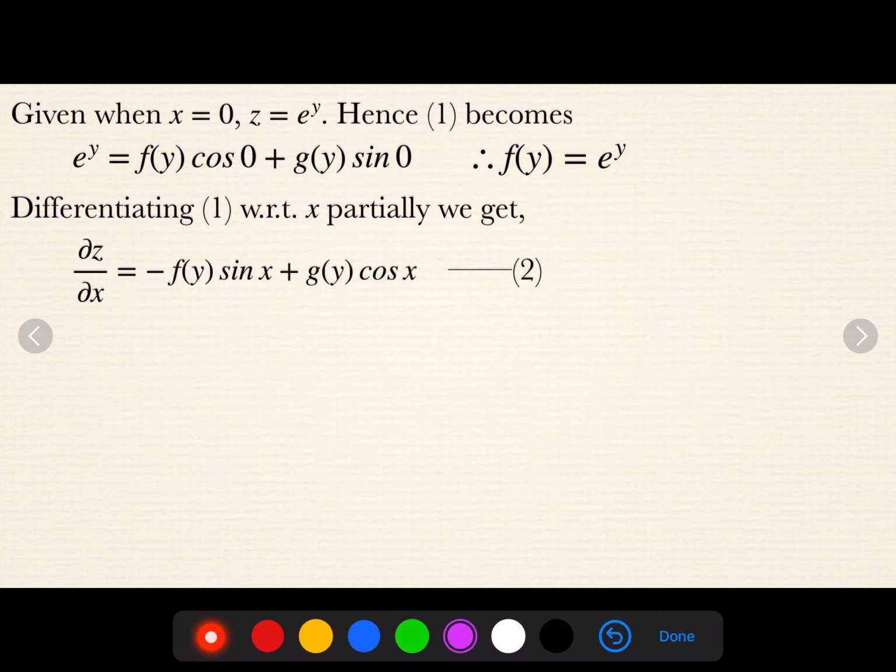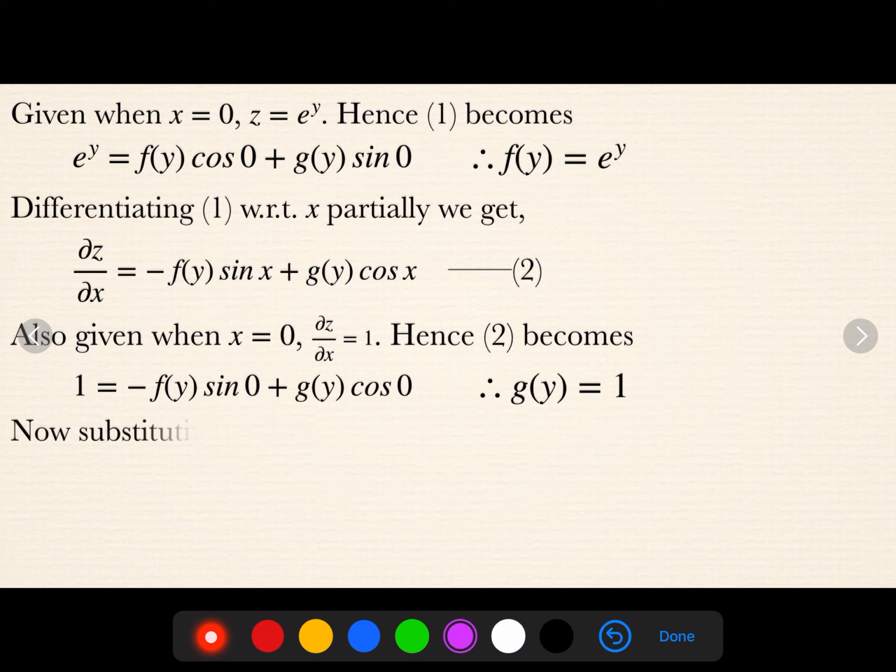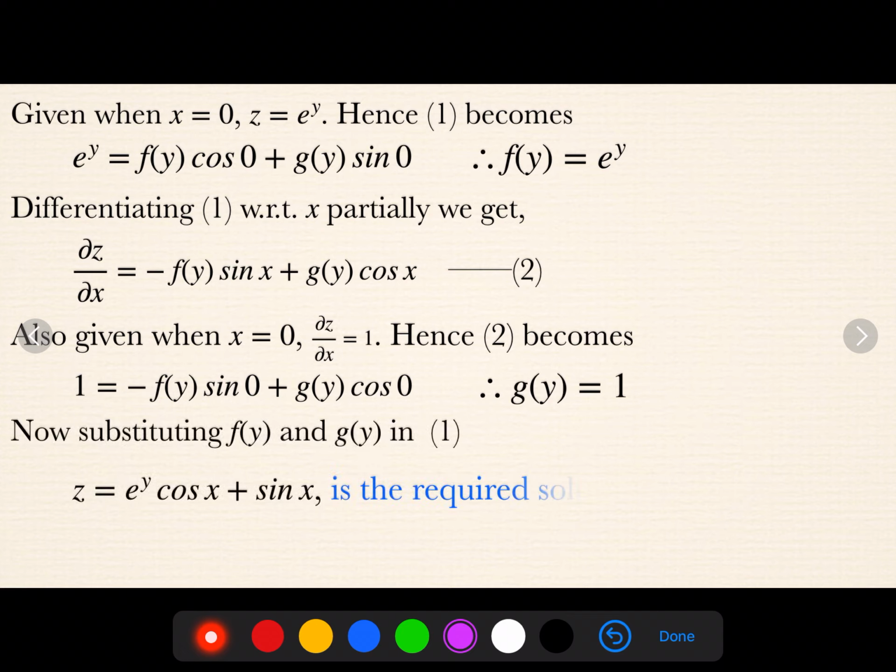We will get ∂z/∂x is equal to minus f(y) sin x plus g(y) cos x. So, second condition, x is equal to 0, ∂z/∂x is equal to 1. So, equation number 2 becomes 1 is equal to minus f(y), and x is equal to 0 means sin 0, cos 0. Simplify, you will get g(y) is equal to 1. Substituting these two values in equation number 1 will give you the final solution of the PDE.